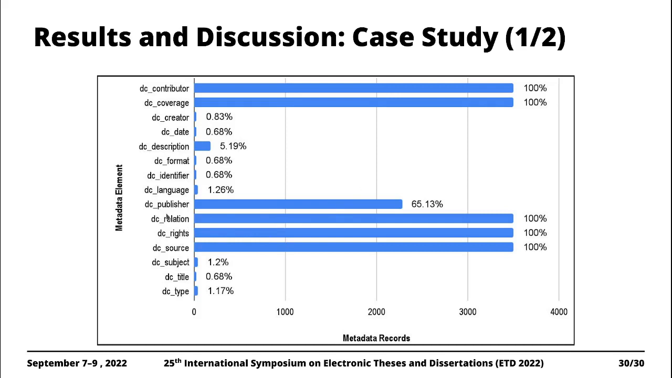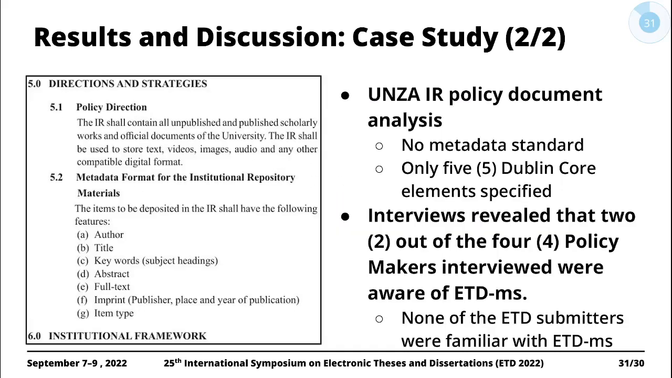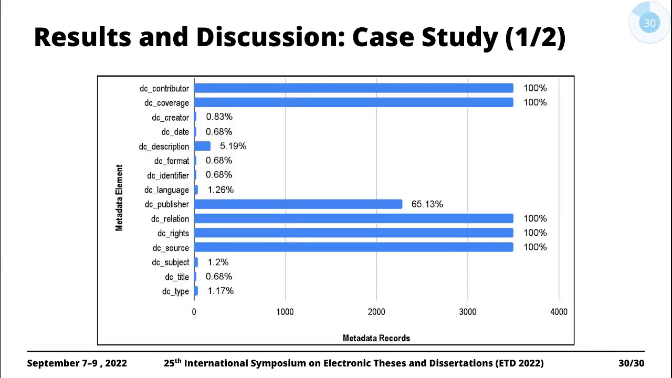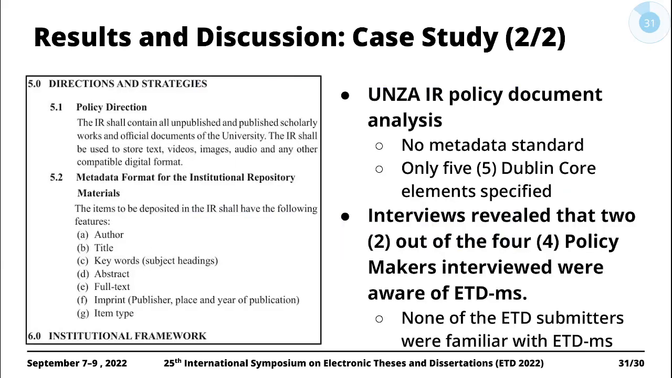Then we also notice that there are quite a number of records that don't have the publisher specified in the metadata records, right? And this is consistent with the other studies that we conducted, specifically the document analysis, because it turns out that the institutional repository policy at the University of Zambia is quite explicit in terms of which metadata elements are supposed to be associated with content ingested into the repository. Specifically, there are six metadata elements that are highlighted as being mandatory fields, right? Very consistent with the empirical evaluation that was conducted.